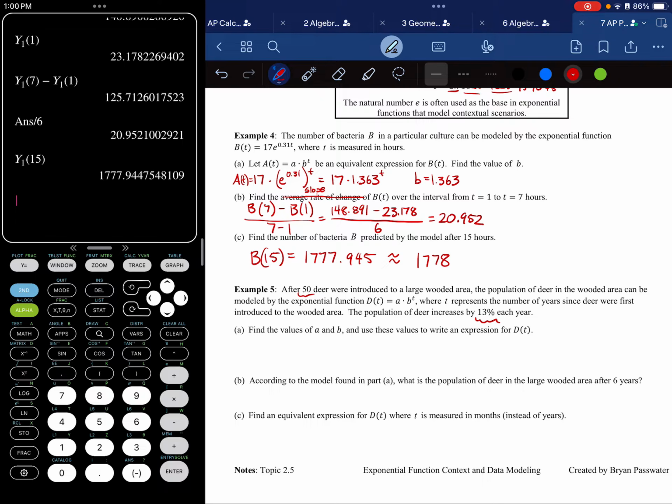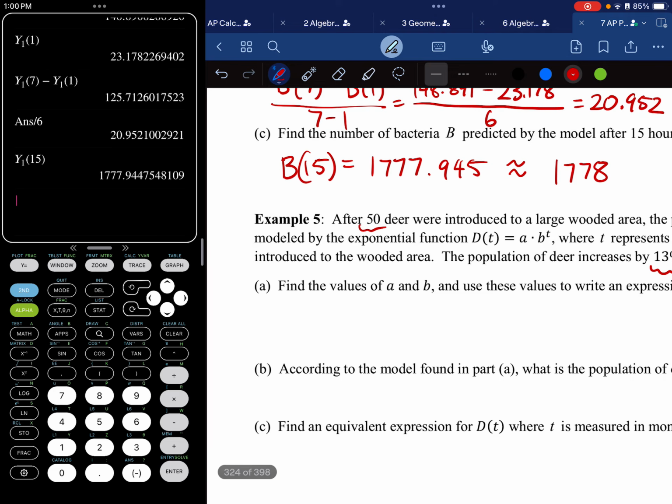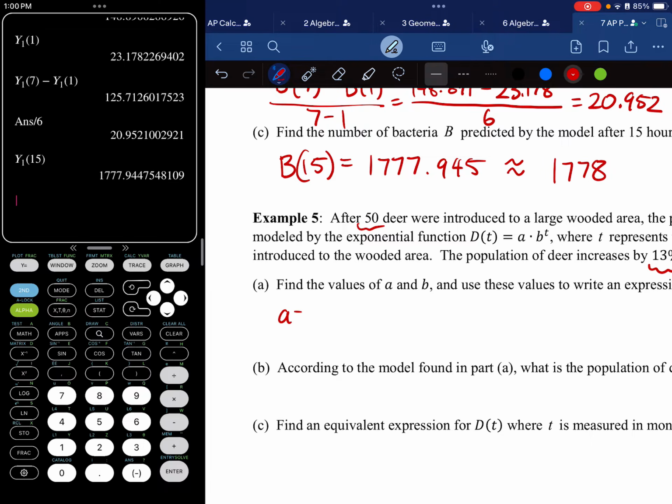So I need to find the values of A and B, and then I'm going to write an expression for our new exponential equation. The first thing that I know is that A is always the initial amount. So A in this case is equal to 50. It says that there's originally 50 deer.